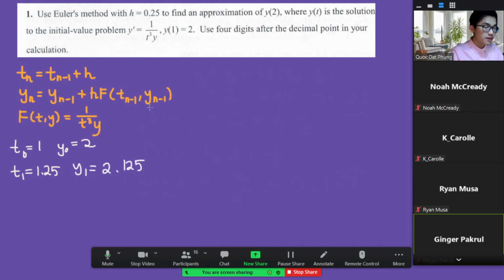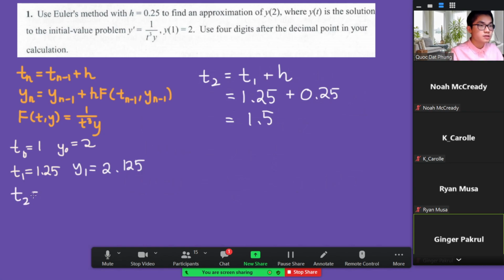Okay, the next one is t2. So t2 is equal to t1 plus h. t1 is 1.25. h is 0.25. So we get 1.5. So t2 is equal to 1.5.